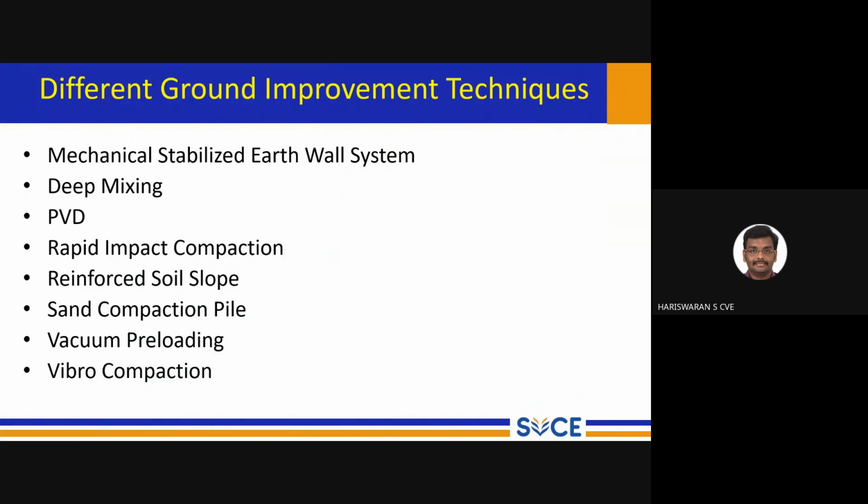It is one of the types of compaction. That is the topic I'm going to discuss in the further slides. Then reinforced soil slope. The soil may be reinforced with naturally available or artificial materials like steel, bamboo, aluminum, concrete slabs or concrete bars, or pre-stressed materials. If you are reinforcing inside the soil, we call it a reinforced soil slope.